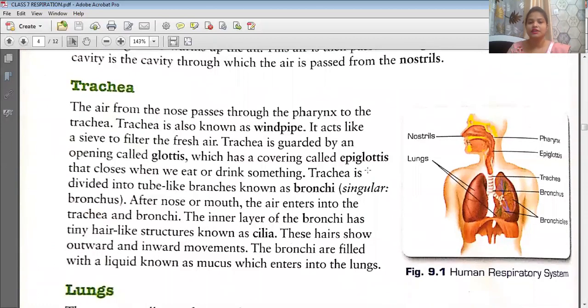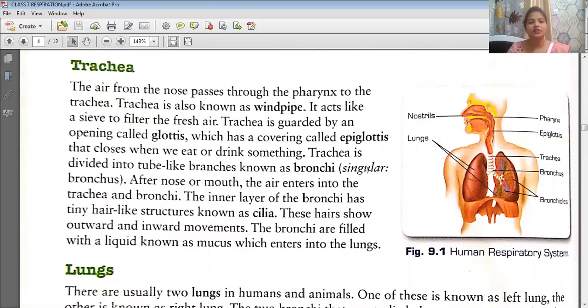Now the second organ is the trachea. What is the trachea? Trachea is also known as the windpipe. Students, understand this trachea portion properly, okay? When we are inhaling oxygen, through the nostril air is passed through the nose. After passing through the nose, it will go to the pharynx. And after the pharynx, this air will pass through the trachea, which is also known as the windpipe.